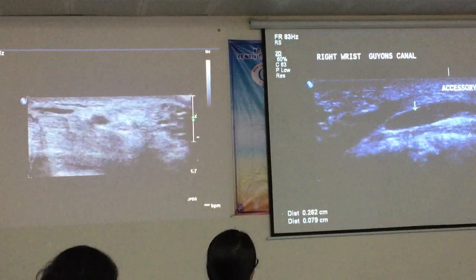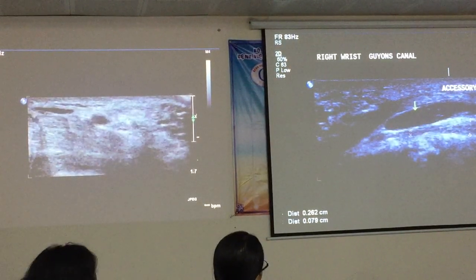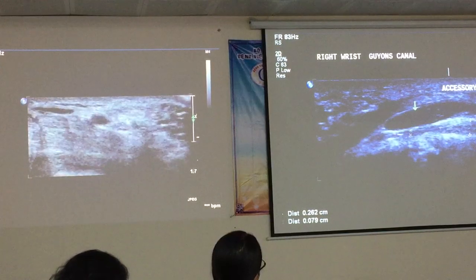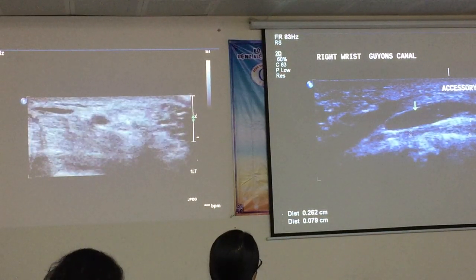So this is the accessory muscle just sitting here, and this is the nerve sitting underneath it. So the compression is caused by this accessory muscle.